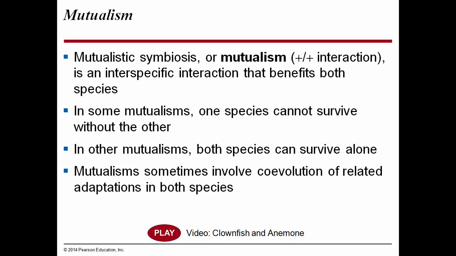Mutualistic symbiosis, or mutualism, which is beneficial to both species, is an interspecific interaction that benefits both species. In some mutualisms, one species cannot survive without the other. In other mutualisms, both species can survive alone. Mutualisms sometimes involve coevolution of related adaptations in both species.